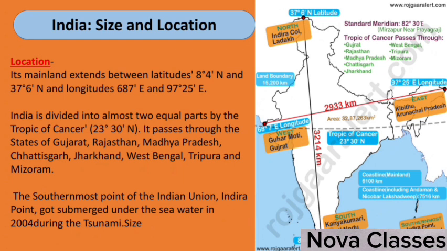Now we are going to talk about one imaginary line. That imaginary line is known as the Tropic of Cancer.